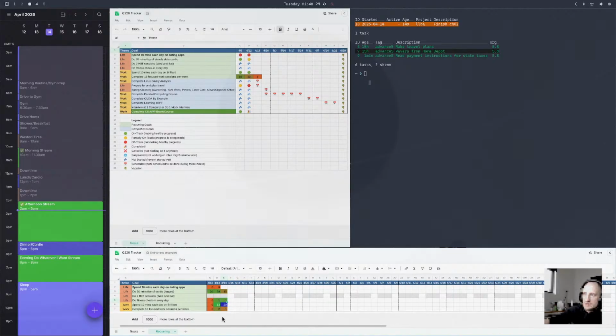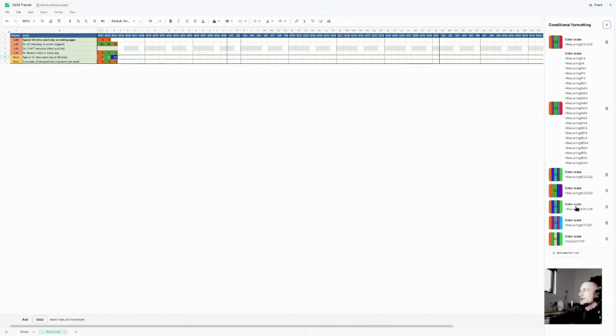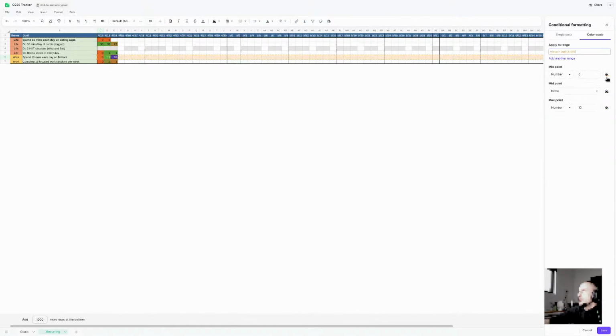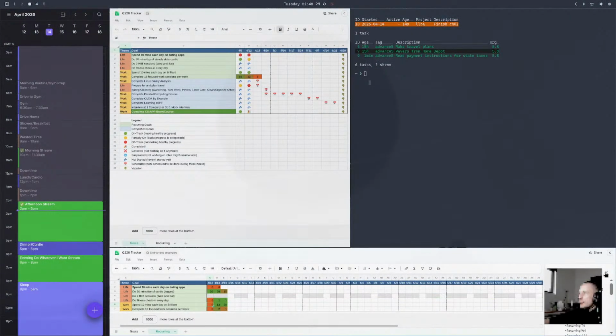Okay, I think I need to fix the conditional formatting here. So let's make this full screen. This is what range? This one here. And I think what we need to do is say, hey, this should be max value. This should be number 10. And that should be green. Like that. There we go. Save. Close that out.